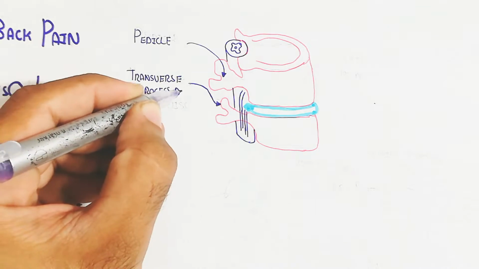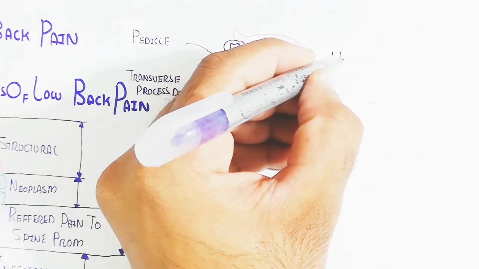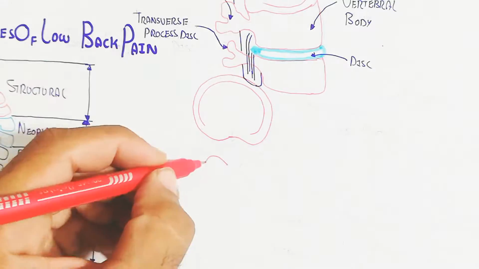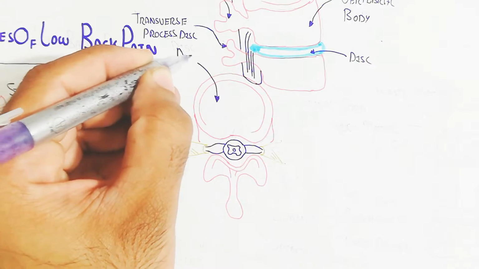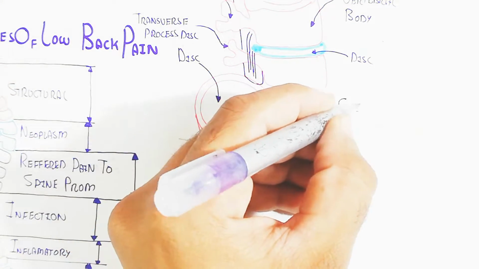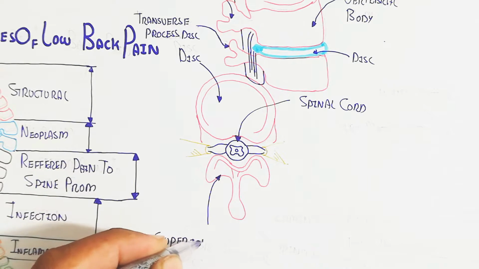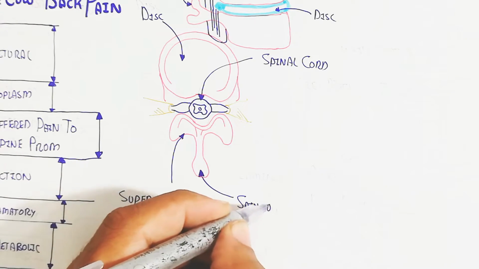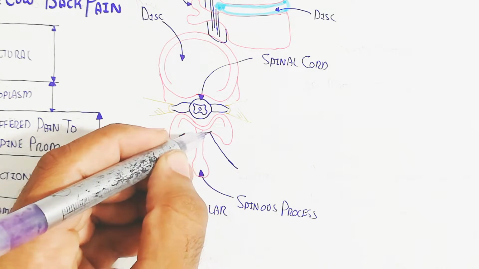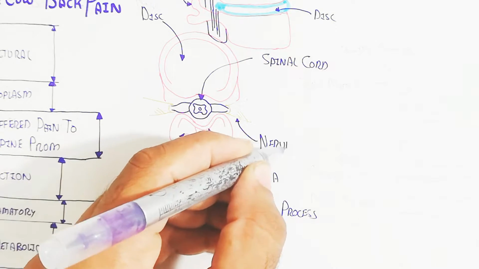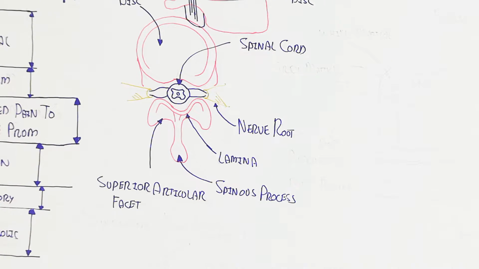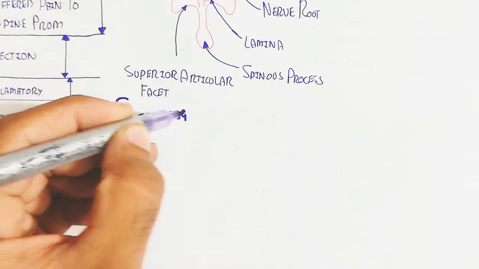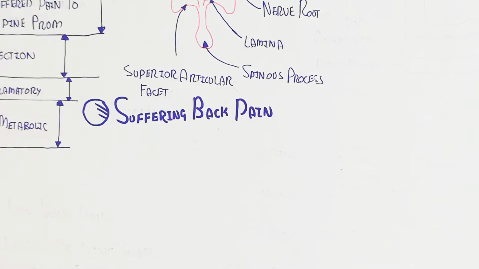Again, this is the pedicle, and this is the transverse process, and this is the disc, shown in blue color in the diagram, and this is the vertebral body. This is the upper cross section of the vertebral column, which contains the spinal cord, with a butterfly-like structure, the gray matter, while the outer part is the white matter. The nerve root arises from this, and this is the lamina, and the spinous process, and the superior articular facet is here.